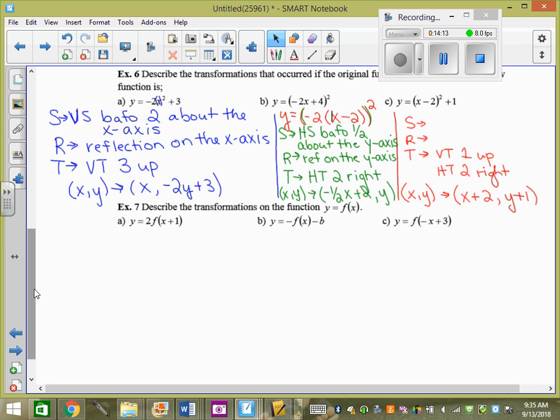This one, what stretch do I have? Is it with the x? Not with the x, so it's a vertical stretch by a factor of 2 about the x-axis, because it's not with the x. Do I have any reflections? Is there a negative in front of this 2 or a negative in front of the x? No, so the reflection is just going to sit. Do I have any translations? What do I have? Yeah. What kind of translation?